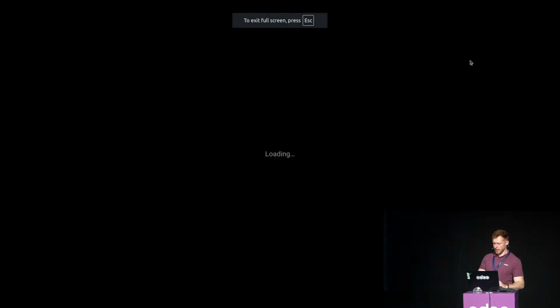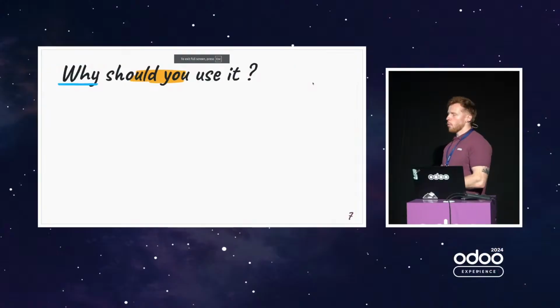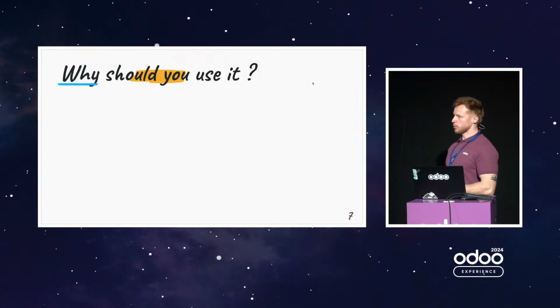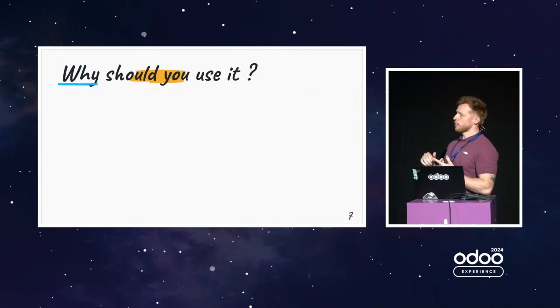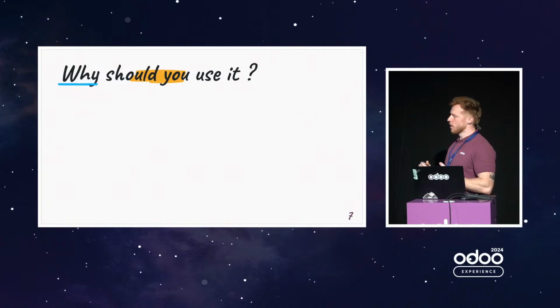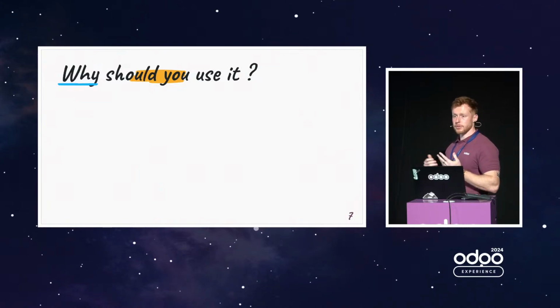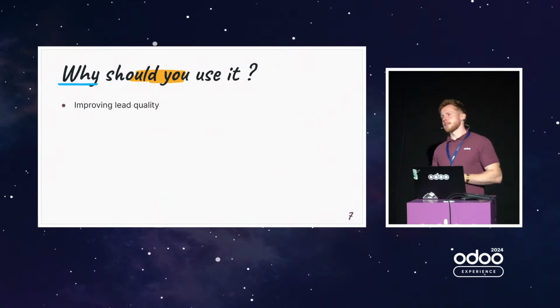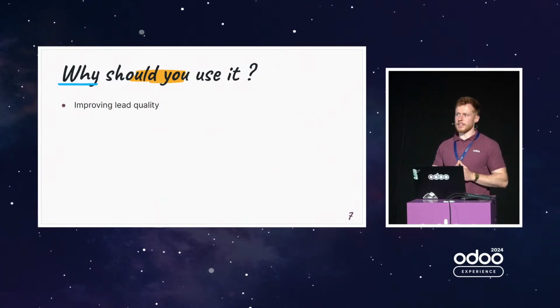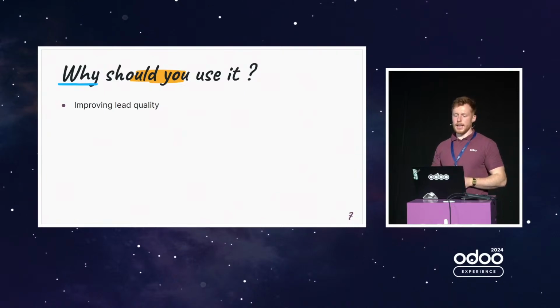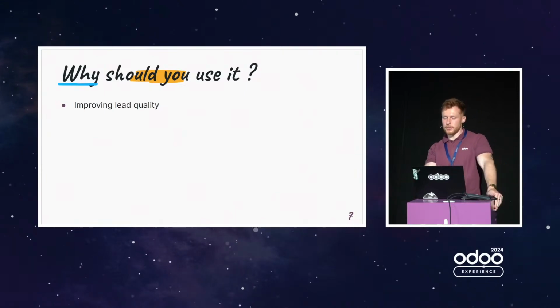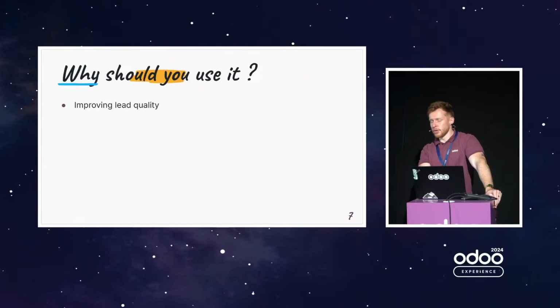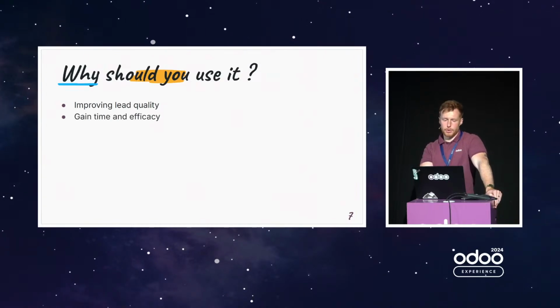Let me just put back in a slideshow. So, why should you absolutely use those possibilities, those integrated tools, but also everything possible with Odoo Studio about the automatization? First thing, it improves the lead quality. You don't need to spend as much time on, let's say, non-interesting leads, and you can spend more time on people that you think will bring more revenue and more value to your company.